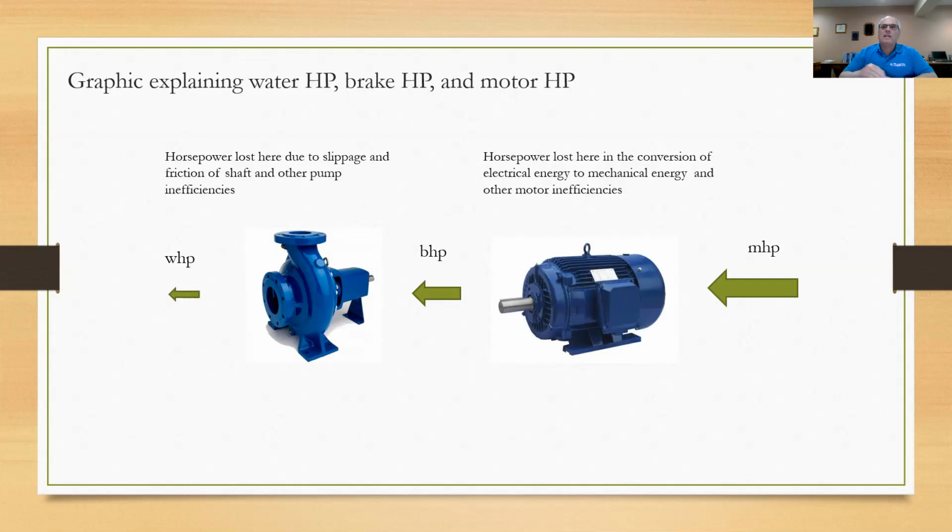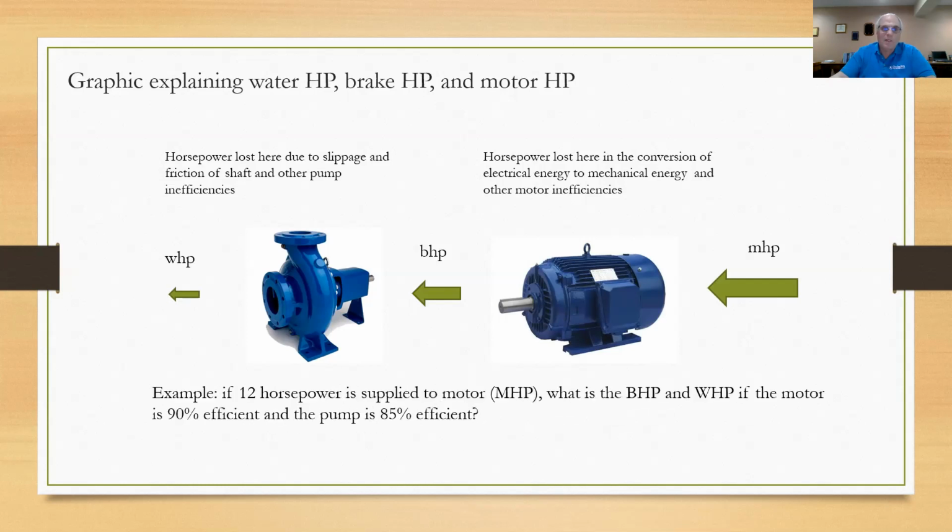So you see where we started out with large amounts of energy being supplied to the system by way of electrical energy. When it came out of the motor, it got smaller and fed to the pump. When it came out of the pump, it got even smaller still. There's still energy left, but it's a percentage of what was originally put into the system because of those two inefficiencies. For example, if I had a 12 horsepower system that I was supplying that motor with, what is the brake horsepower and water horsepower if the motor was 90% efficient and the pump was 85% efficient?